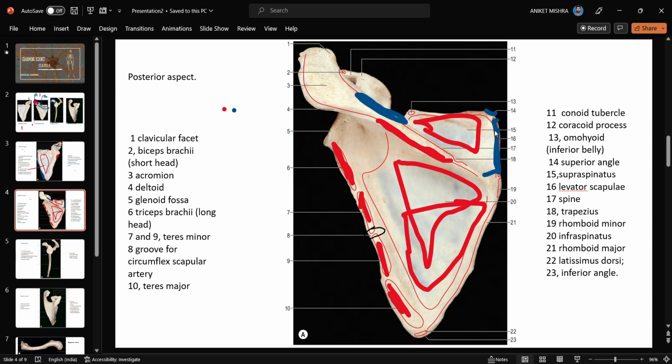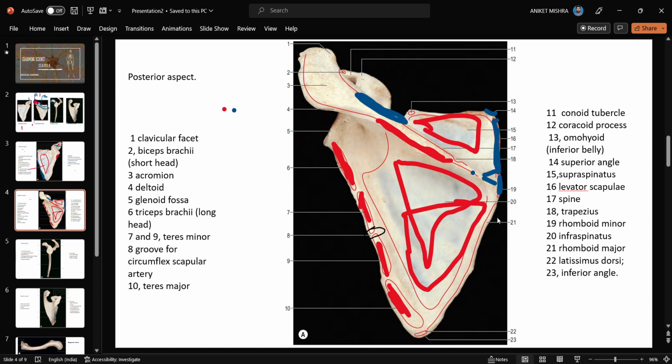The other muscles are the rhomboid minor and the rhomboid major. This one is the rhomboid minor. Beneath the levator scapulae, the rhomboid minor is going to insert into the medial border, opposite to the root of the spine. This is the root of the spine, and completely opposite to the root of the spine, the rhomboid minor is going to insert.